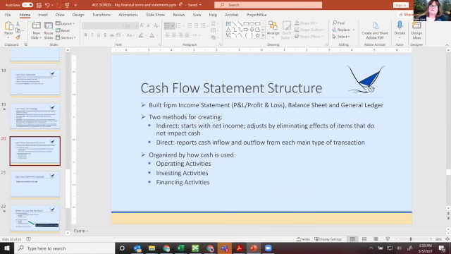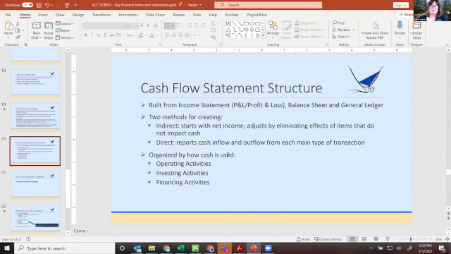The structure is pretty straightforward. You build it from your profit and loss statement, your balance sheet, and of course your general ledger, which is that record of all your cash transactions. There are two different methods. They have value of each of them. There's no bias here. There's a different reason for doing one versus the other.